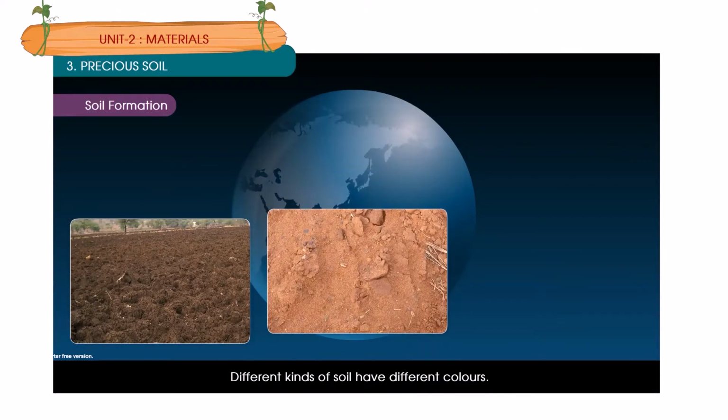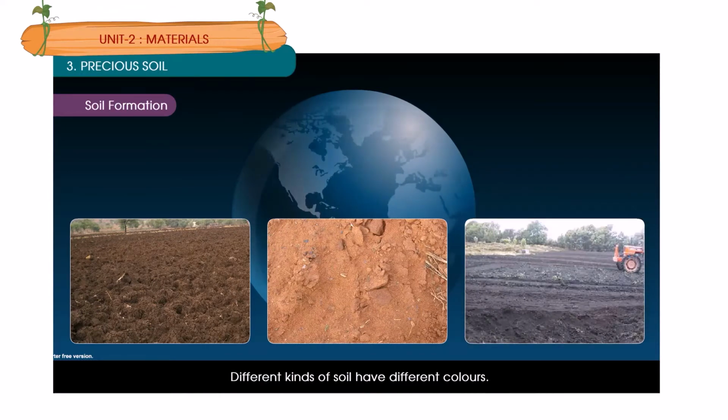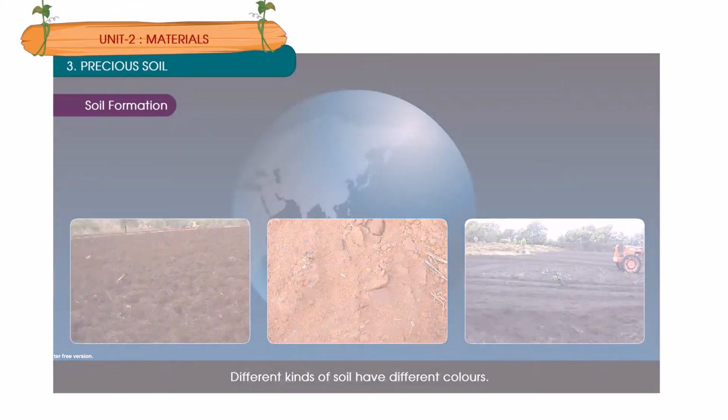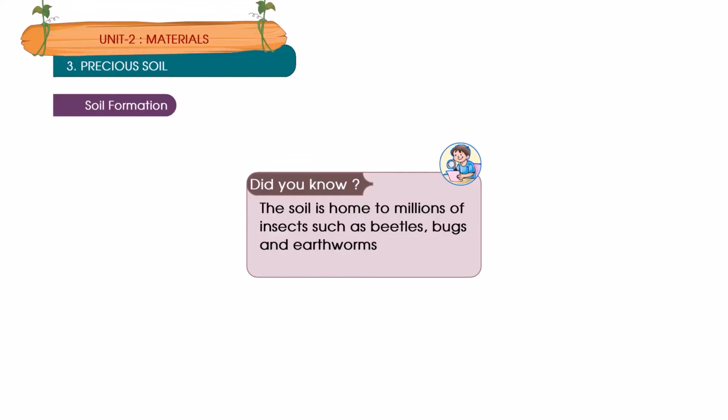Different kinds of soil have different colors. Did you know? The soil is home to millions of insects such as beetles, bugs, and earthworms.